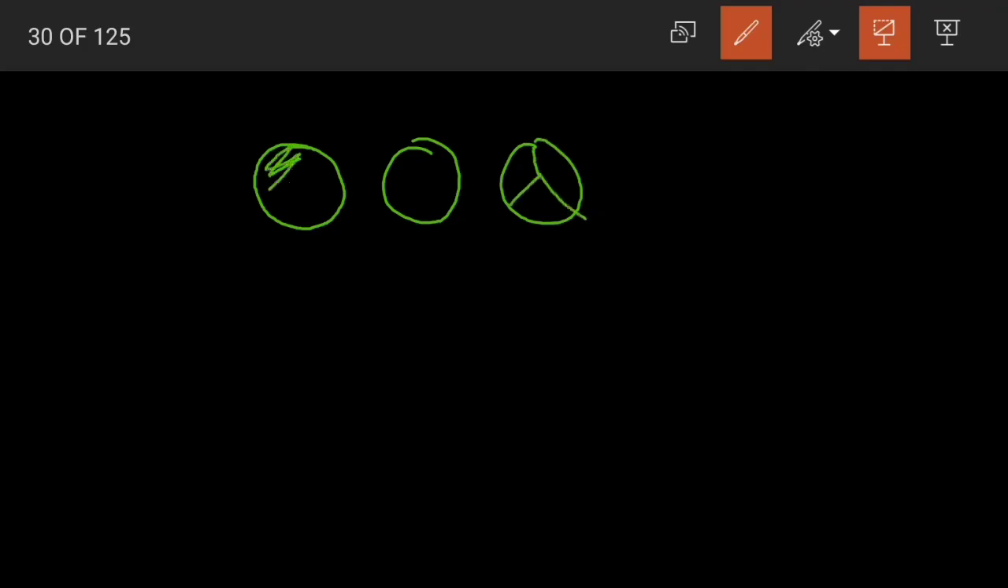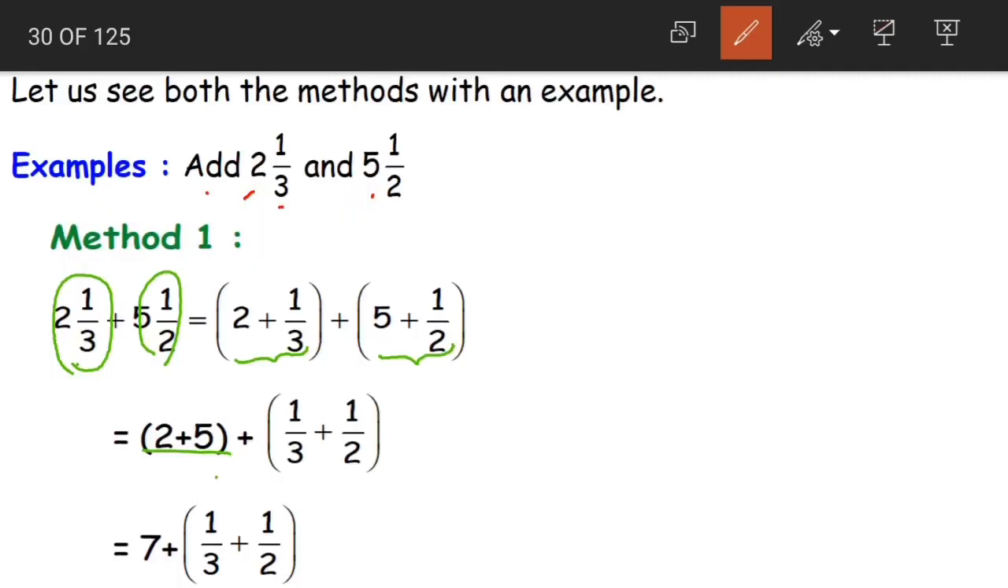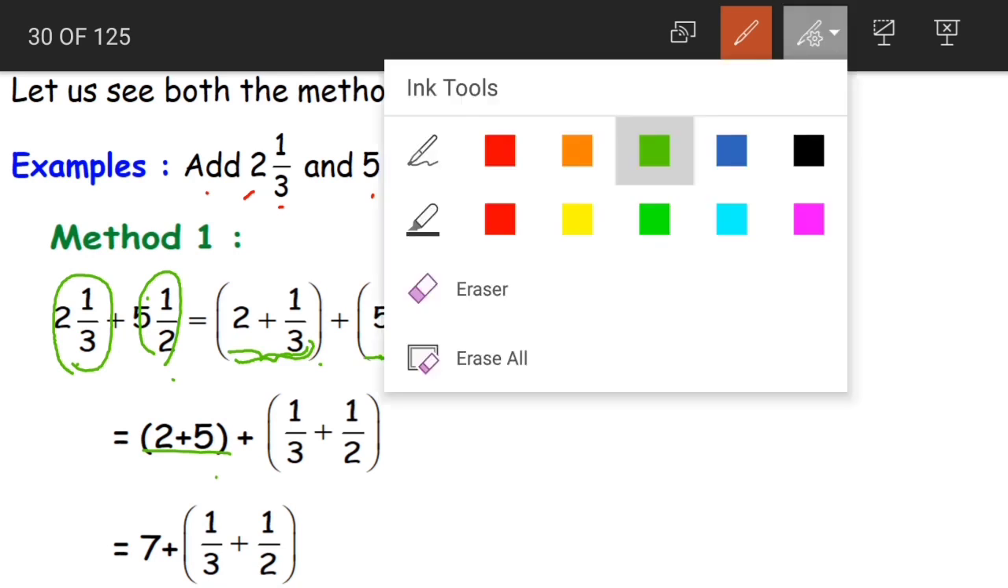What is 2 1 by 3 if we represent it in the form of a diagram? These are two fully shaded circles and then the third one is only shaded 1 by 3. So 1 plus 1 is 2 and then we have 2 plus 1 by 3. That is nothing but 2 1 by 3. Yes, children. 2 1 by 3 is nothing but 2 plus 1 by 3. 5 1 by 2 is nothing but 5 plus 1 by 2.